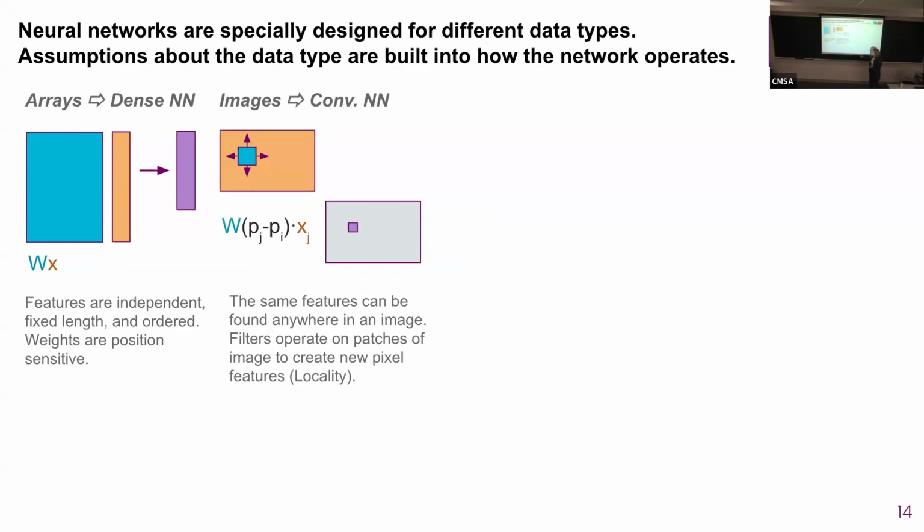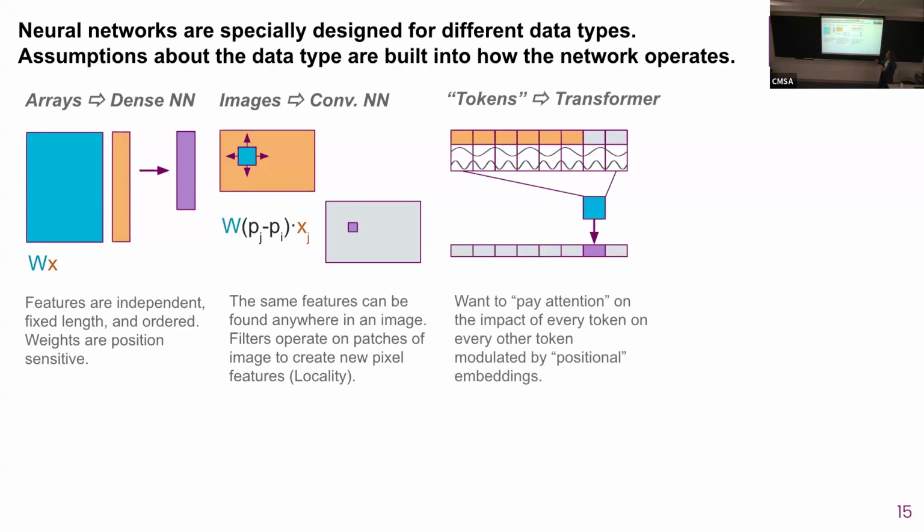And here I'm just notating that we have some function, this filter function W, that depends on the relative positions of 2 pixels and what is at a given location. Okay, transformers. This is what's behind things like ChatGPT, any other favorite transformer, vision transformers, anything. It's the notion that we want to pay attention to the impact of every token, so every piece of our input, on every other piece of our input. And furthermore, we will often add what are called positional encodings.